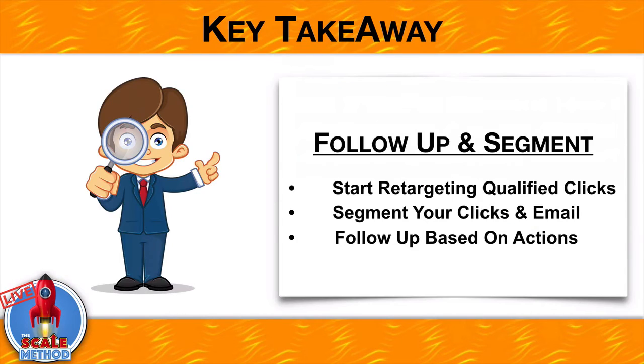All right, key takeaway. Follow up and segment. Start retargeting qualified clicks. Segment your clicks and emails, right? Depending if someone bought or they didn't buy. Depending if they clicked on the link or didn't click on the link, like in an email. Or if they visited a blog but didn't go to your sales page. Start segmenting that traffic. Follow up based on actions.